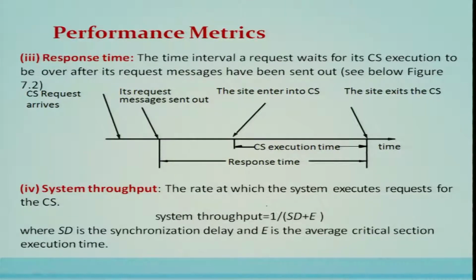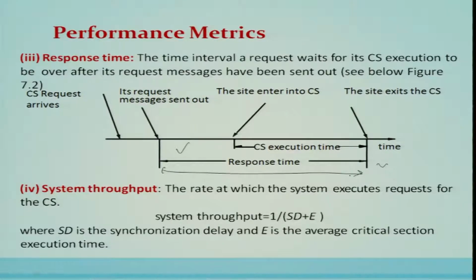The third performance metric is called the response time. The time interval a request waits for its critical section execution to be over after its request message has been sent out is called response time. So, from when the request message has been sent out till the site exits the critical section, the entire duration of time is called the response time.